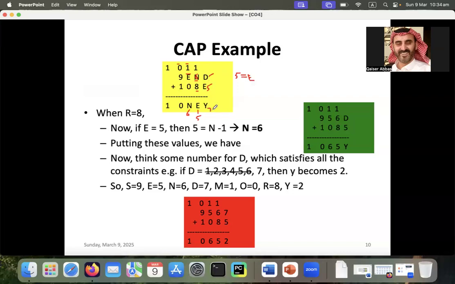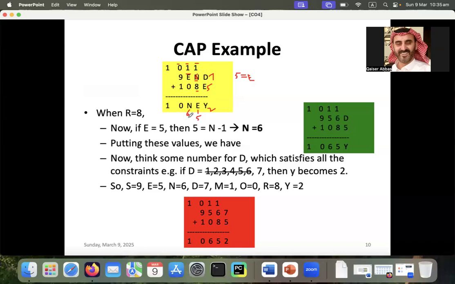And then you will have 2 for the Y. 1 is the carry which is going next. So this 2 is not already assigned to any other letter. If we assume D is equal to 7, then 7 plus 5 is equal to 12, with 1 carry next. I think now everything is satisfied. We are not violating any constraint.